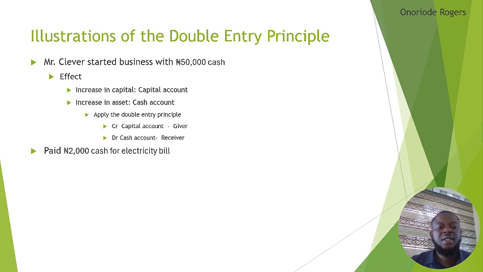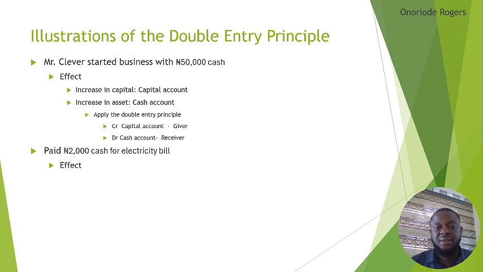So let's look at another example. Pay 2,000 naira cash for electricity bill. The company is parting with 2,000 naira to pay its electricity bill. What will be the effect of this transaction? First of all, the asset of the company, which is cash, is going to reduce by 2,000 naira, while the electricity bill is going to increase by what?